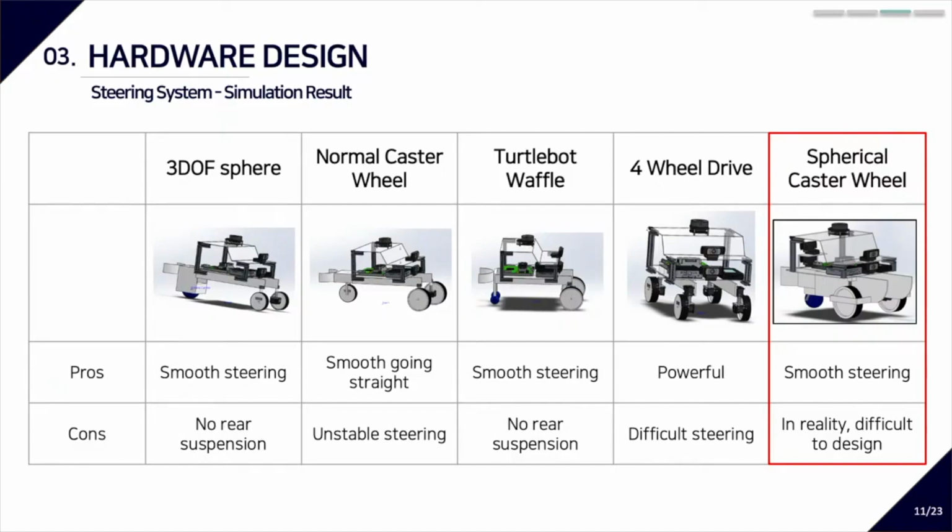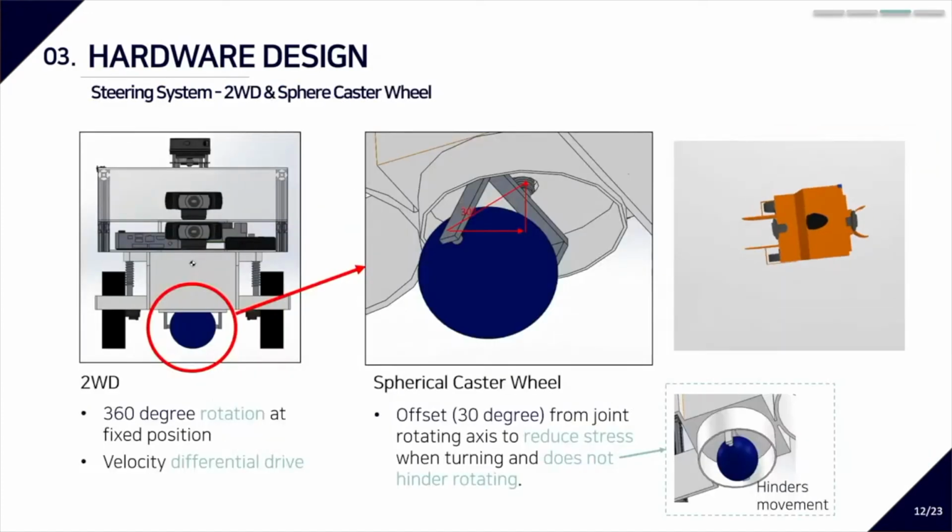For the steering system, we ran various simulations on many structures, and we decided to go for a spherical caster wheel system. It showed the smoothest steering concept, but its disadvantage is that it is difficult to design in reality.